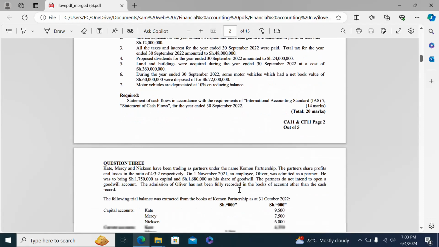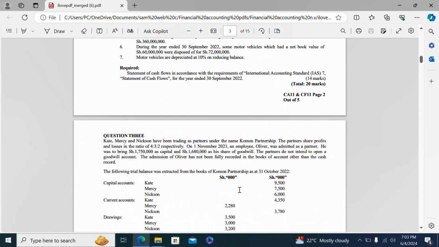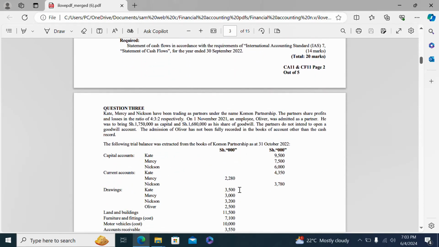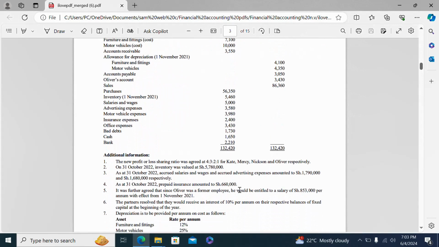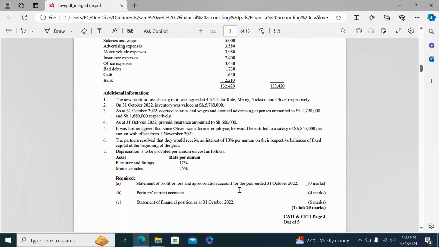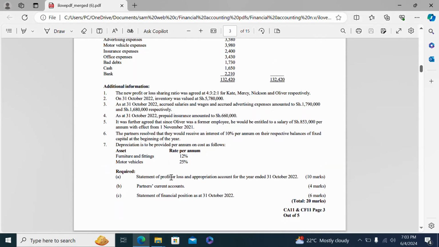We go to the next question. This is question 3. Kate, Massey, and Nixon have been trading as partners under the name Common Partnership. So what did this question require? The question required a statement of profit or loss and appropriation account for the year ended 1st October 2022, then partners' current accounts and statement of financial position as at 1st October 2022.